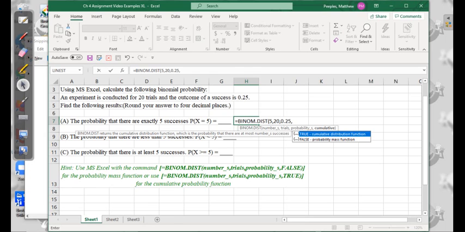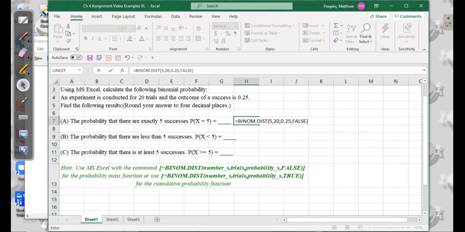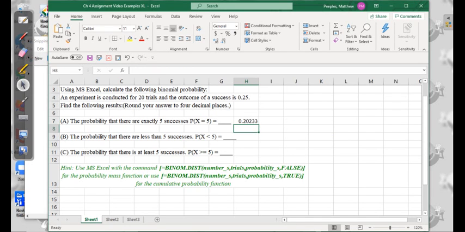Finally, it says cumulative. What does that mean? Well, we're either going to choose true for the cumulative distribution function or false for the probability mass function. In this case, we want to get exactly 5, so we're going to choose false because we don't want to accumulate our probabilities. We just want the probability at exactly 5. So this is how we're going to enter it in this case, and our probability gives us 0.20233, which we would round to our answer of 0.2023.